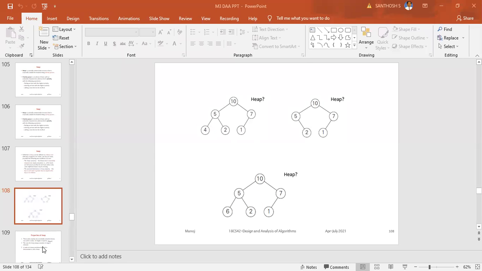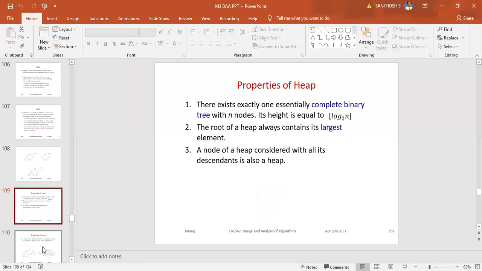After that, now come to the properties of the heap. So what are the properties of the heap?